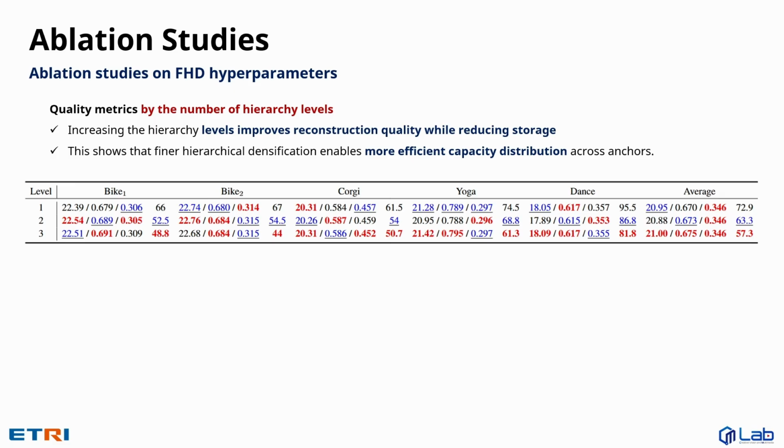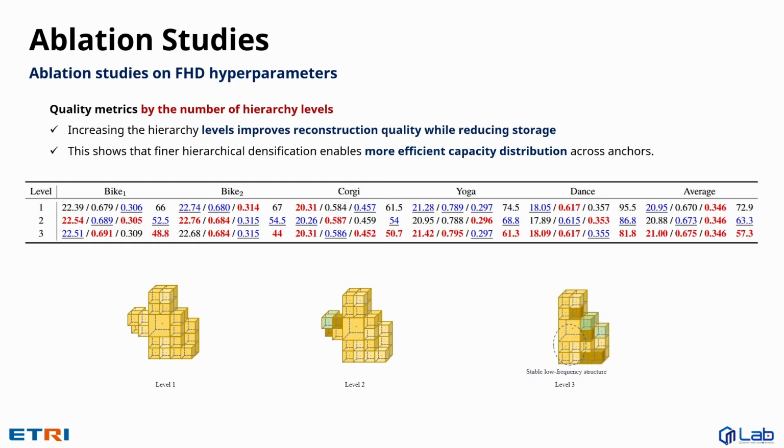This ablation compares the number of hierarchy levels used in FHD. When the level is 1, it is equivalent to not using FHD since densification is not hierarchically divided. With 2 levels, anchors are split into 2 groups and controlled separately, and with 3 levels, they are further divided for finer densification management. As the number of levels increases, reconstruction quality improves while storage decreases, indicating more efficient capacity allocation.